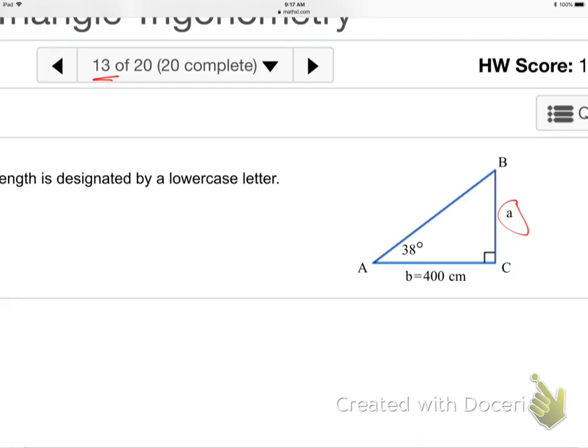In fact, remember SOH CAH TOA that we talked about on Wednesday? You couldn't think about anything else all weekend, right?